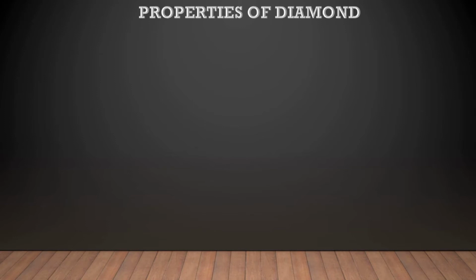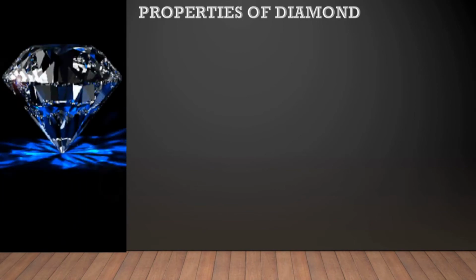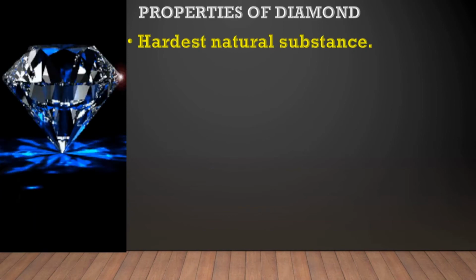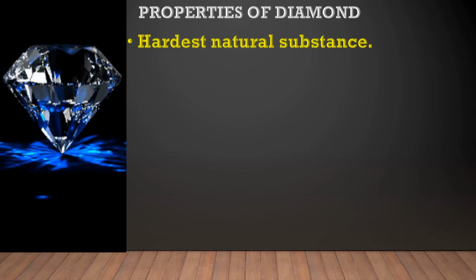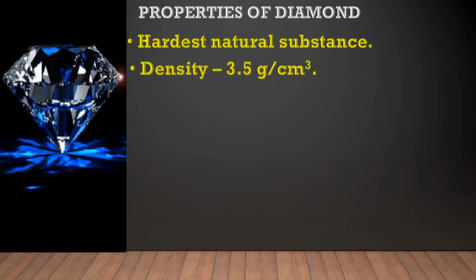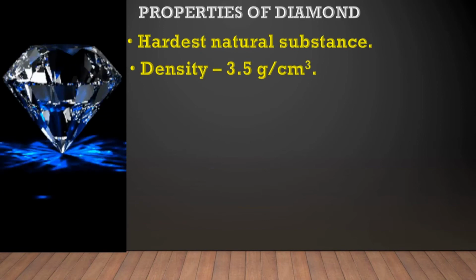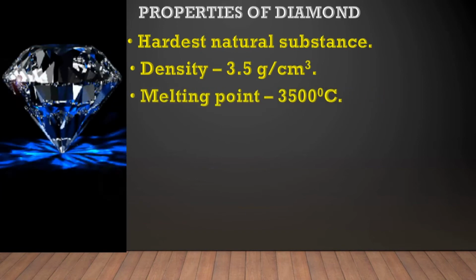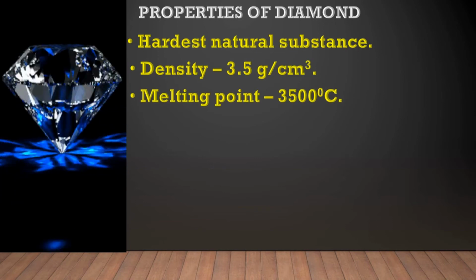Let us discuss some important properties of diamond. Brilliant and pure diamond is the hardest natural substance. The density of diamond is 3.5 gram per centimeter cube. The diamond's melting point is 3500 degrees Celsius.